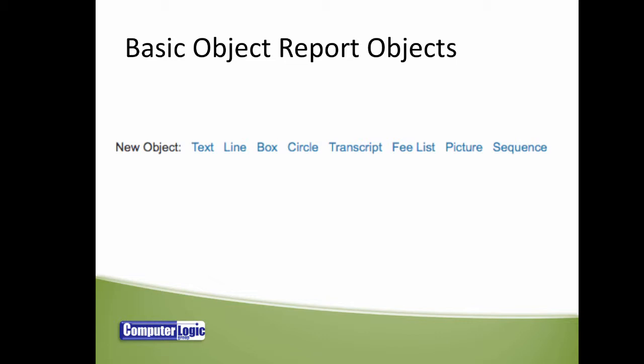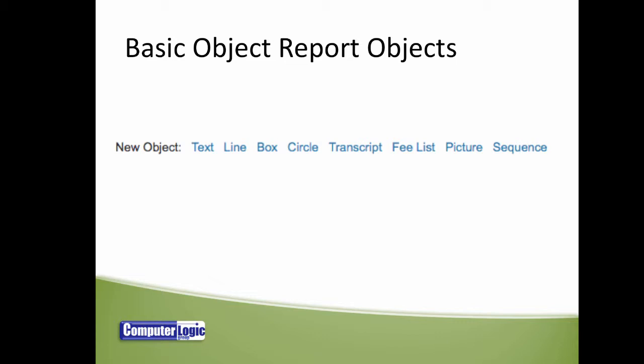What you're seeing here are the different types of objects that are available to place on the page. Text, just what you'd expect. It's typed words. Now text also includes the field names and data access tags, or what we call DAT codes, so that you can pull things like students' information, attendance, today's date, different pieces of information that are already stored in the system and place them on the report. A line, a straight or diagonal line.